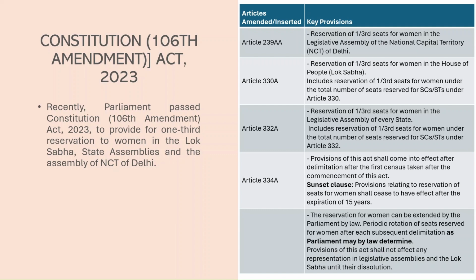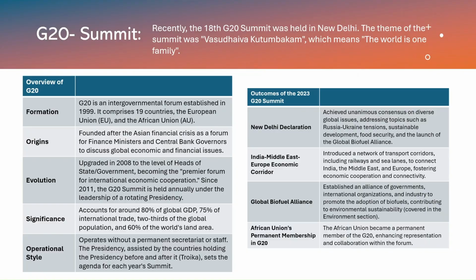A crucial thing to note here is that the provisions of this Act will not immediately alter the composition of legislative assemblies and Lok Sabha. Any changes will only come into play upon their dissolution, right? So after the dissolution of both the legislative assemblies and Lok Sabha, the new amendment will take effect. So that's all about the 106th Constitutional Amendment Act.